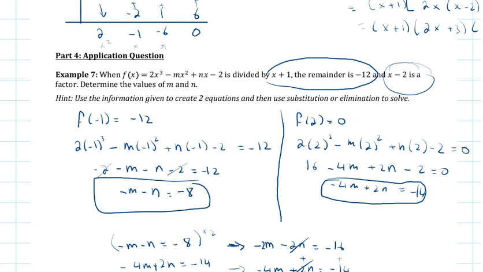So I've used the given information, using the remainder theorem or the factor theorem, to solve for m and n. And remember, we have to use elimination or substitution from what we've learned in grade 9 and 10.